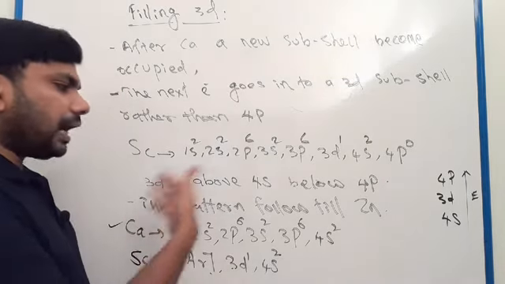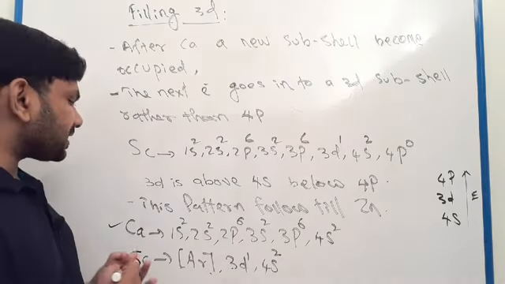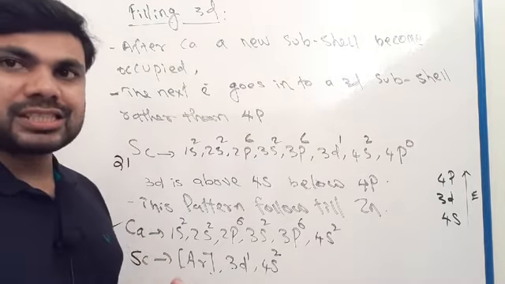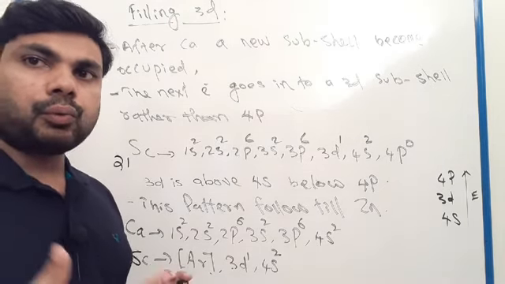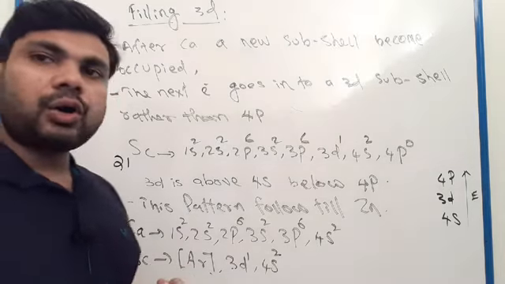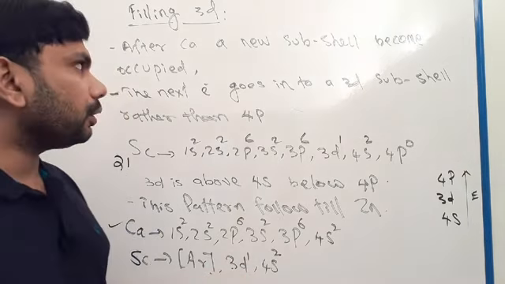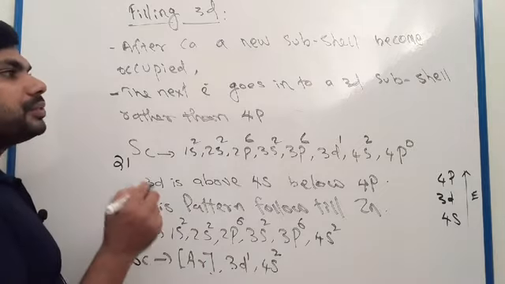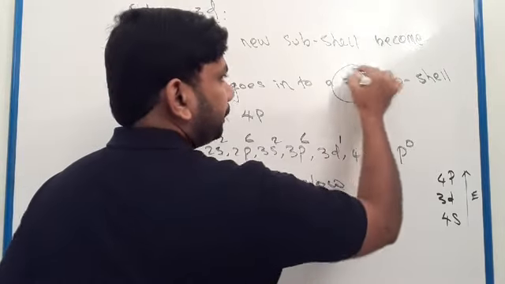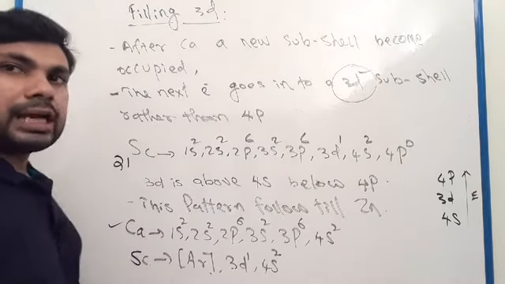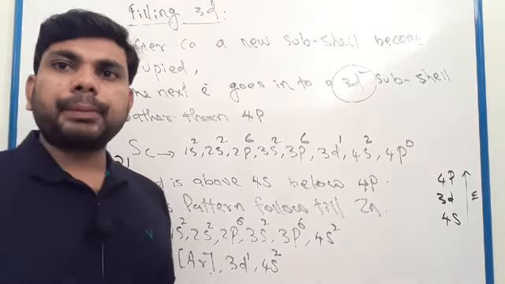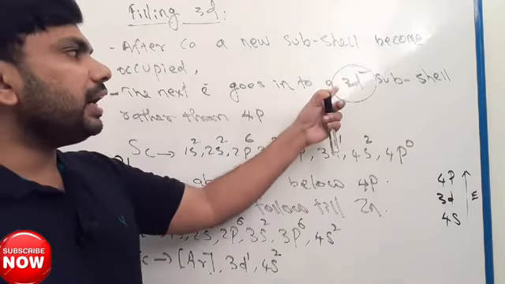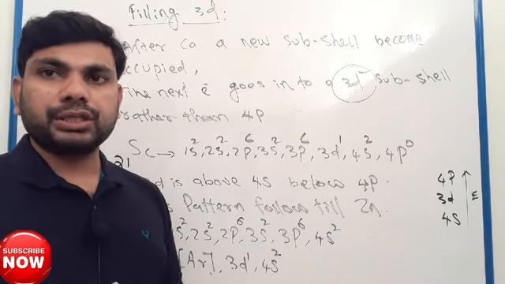After calcium, the next element is scandium. There is one more electron in scandium, so there will be one additional orbital after calcium. A new subshell will be occupied, and this new subshell is the 3d orbital.